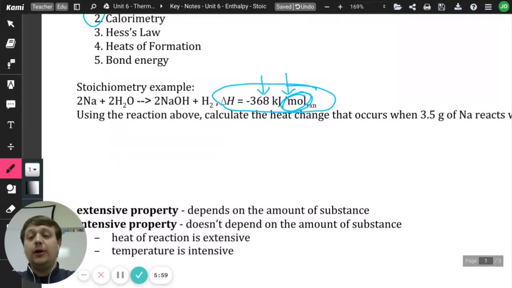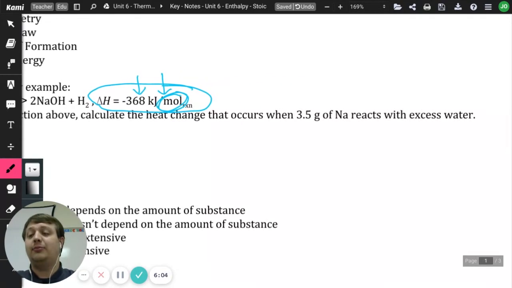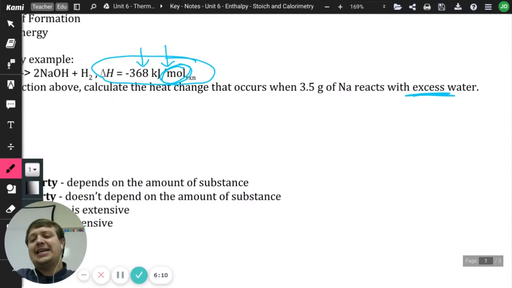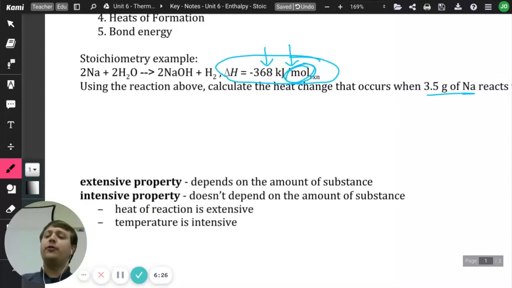So it says, using the reaction above, calculate the heat change that occurs when 3.5 grams of sodium reacts with excess water. Okay, so remember, anytime they say you've got excess of something, that means that it's not going to be a factor. It means that I've got so much of that substance, I'm not going to need to even bother with it because it's not what is going to run out. Okay, so that tells us that our sodium's probably going to be the thing that runs out.